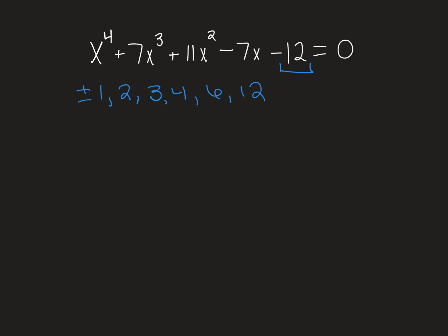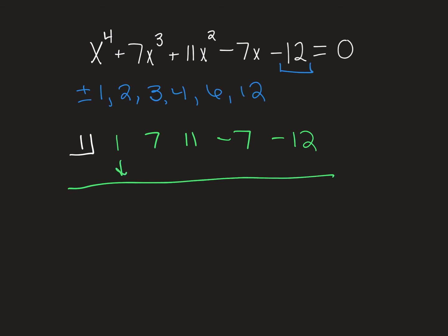So from here, we're doing synthetic division. We're just going to pick something from our list. So I'm going to pick 1. And we'll see if it works. So I put my 1 in the box, and then I bring down my coefficients. So 1x to the 4th, 7x to the 3rd, 11x squared, negative 7x, and negative 12.